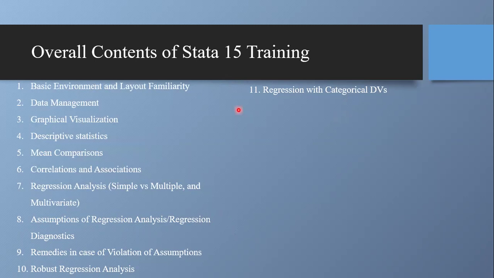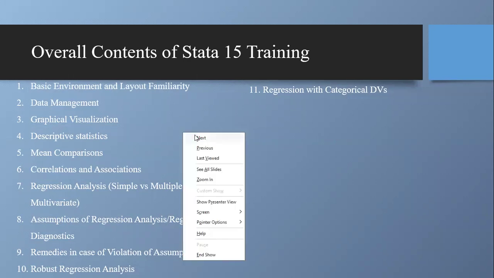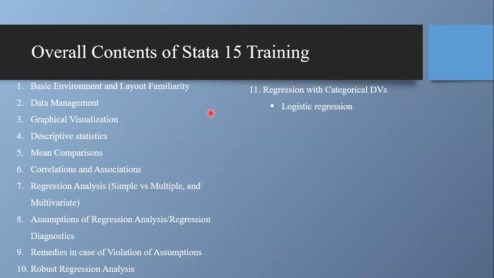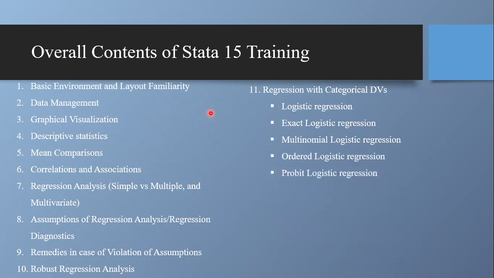All right. So the 11th content is regression with categorical dependent variables. We may have two categories or more than two categories of variables. In case of two categories, we are going with the logistic regression or the exact logistic regression, or in case of more than two categories of DV, we are going towards the multinomial logistic regression, the ordered logistic regression, and the probit regression. So these are the categories that we will discuss with regression with categorical dependent variables.